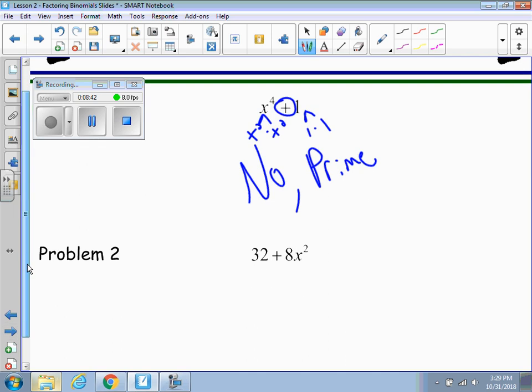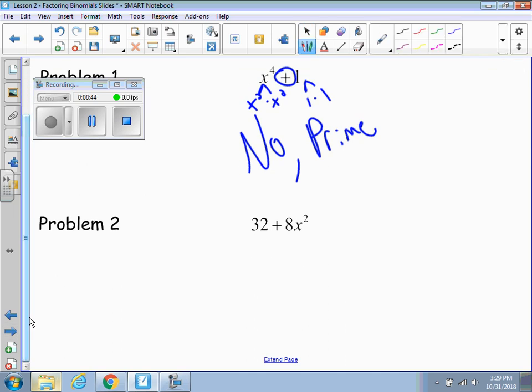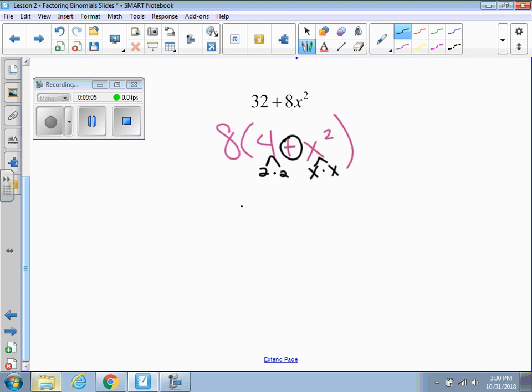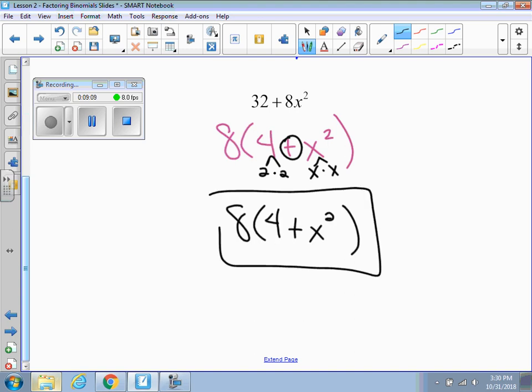Now, problem 2 in that section, is there a GCF other than 1? Yes, our GCF is 8. So we're not going to say prime right away. We're going to take out the 8. 32 divided by 8 is 4. 8 divided by 8 is 1, and we're left with an x squared left over. Now you'll notice we have a sum of squares, and we can't go any further because it's a sum of squares. So our fully factored answer should be this.